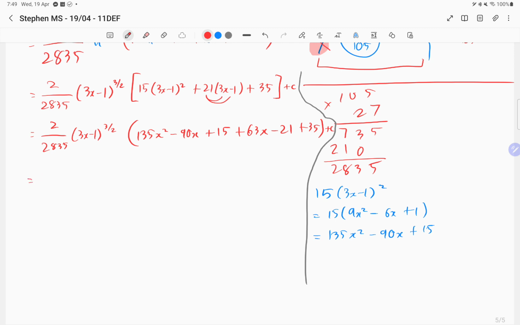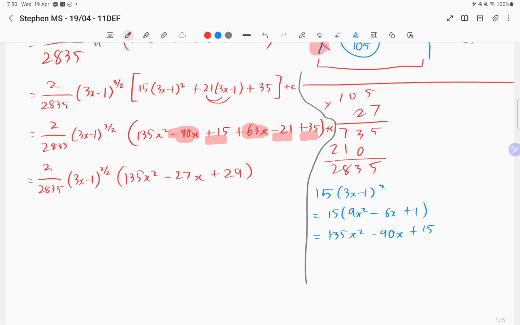This is the last example. I don't think you get this example often, but it's good practice for algebra. So 2 over 2835, 3x minus 1 to the power 3 over 2, and then just simplify it. So that would be 135x squared. Negative 90x and 63x simplify, so that would be negative 27x. And then 15 plus 35 is 50, minus 21 is 29.